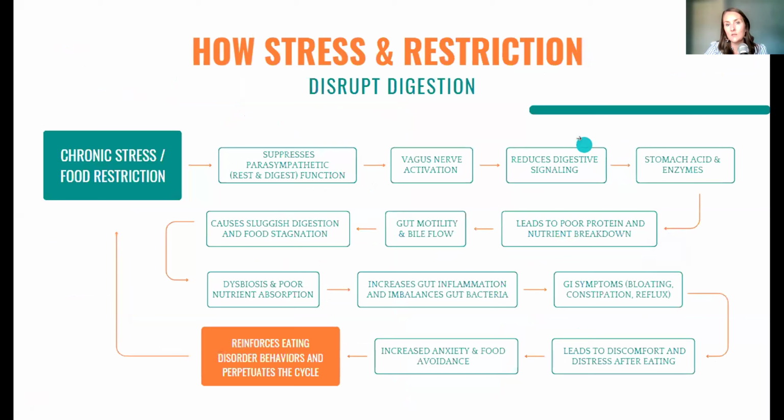So, here is how stress or food restriction may impact or disrupt digestion. It's going to suppress the parasympathetic rest and digest function. It's going to activate the vagus nerve in a way that we don't want it activated. It will reduce digestive signaling, so that is the stomach acid production and pancreatic production I was talking about. Stomach acid and enzymes are affected. This leads to poor protein and nutrient breakdown. This is going to impact our gut motility and bile flow, which causes sluggish digestion and food stagnation.